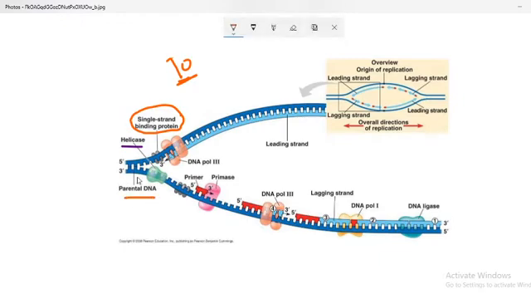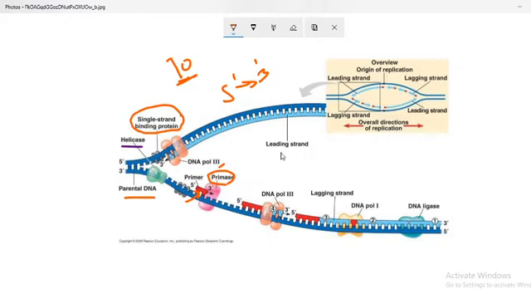This one is the parental DNA. The DNA polymerase is working on it. The DNA replication always takes place in the 5' to 3' direction. There is a primase that synthesizes the primers. This red color is the short chain of primer nucleotides. They are RNA type nucleotides, they are not the deoxy form.